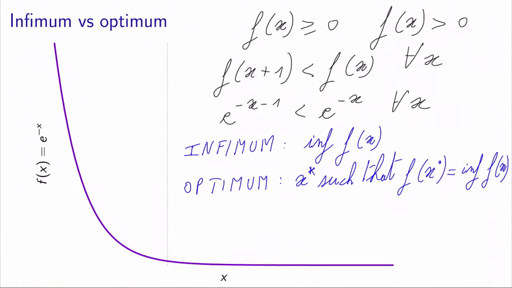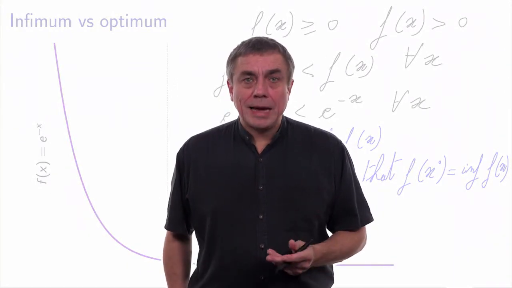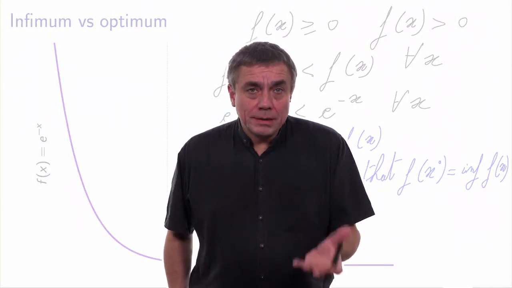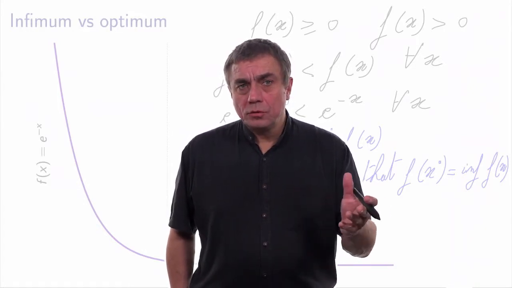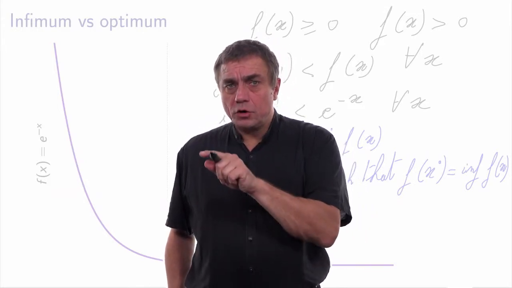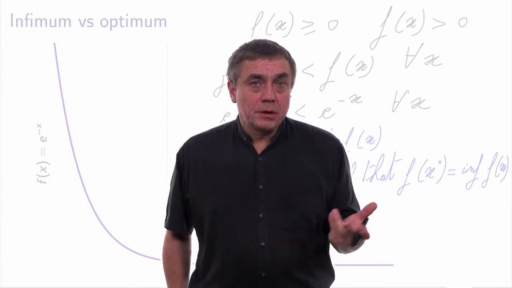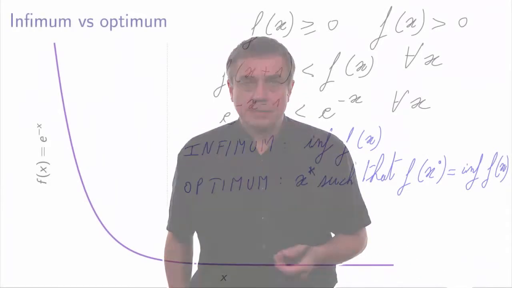So it's important for practical reasons to understand the difference between these two concepts. It's not because a function is bounded from below that there will be an optimum. There are some theoretical results that identify when an optimum exists. For example, there is a theorem attributed to Weierstrass that states that if you minimize a function over a non-empty compact set, you have the guarantee that an optimum exists.